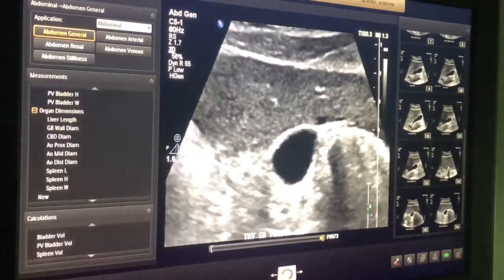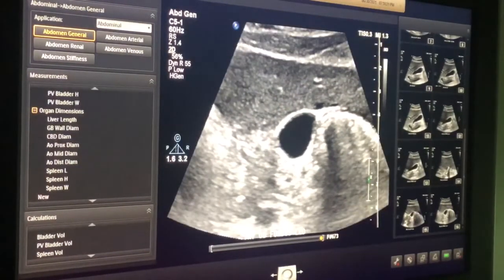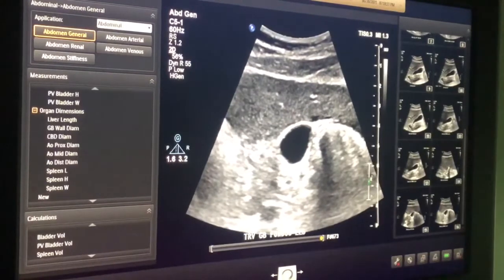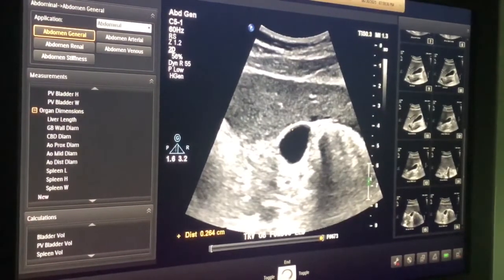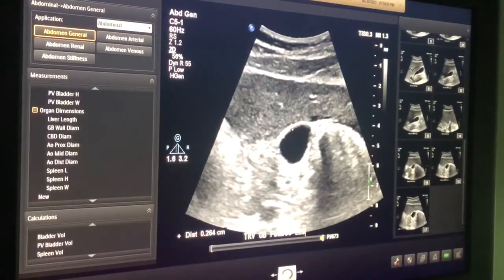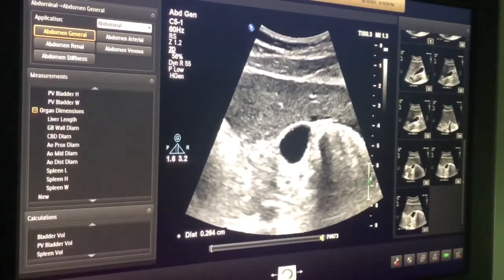And now I'm going to measure the wall. I'm zooming up on it just so I can see it better. You don't want to go too crazy on it, but you want to make sure you're getting an accurate measurement. So it's about 0.26 centimeters. So now I've taken all of my pictures in long and transverse for both the supine and the left lateral decubitus positions. And I've taken my measurements of the wall and of the gallbladder itself. So now what's left is to get the common bile duct.